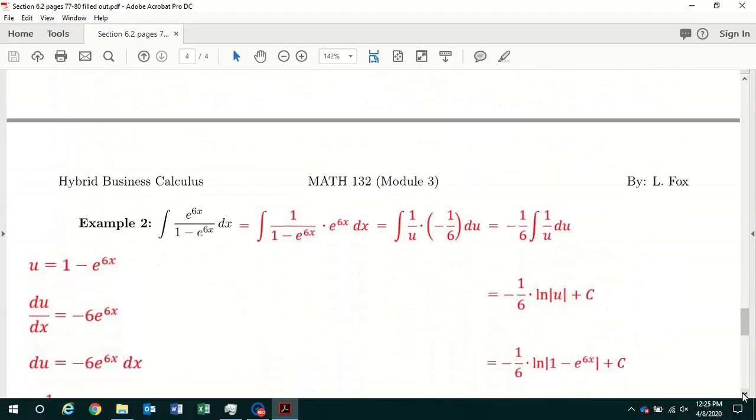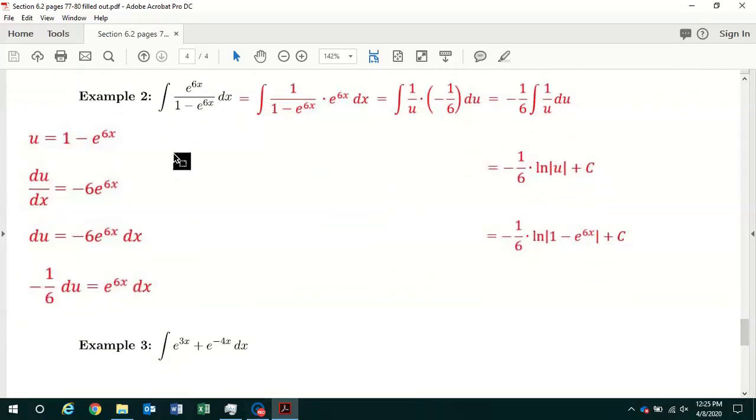At the top of the next page, top of page 80, we have example 2, the antiderivative of e to the 6x over 1 minus e to the 6x with respect to x. Well, you'll notice that the derivative of 1 minus e to the 6x in the denominator here, the derivative of 1 is 0. The derivative of e to the 6x is e to the 6x times 6 by the chain rule. Remember, when we differentiate e to the 6x, we have to use the chain rule. So the derivative of e to the 6x is e to the 6x, and then times the derivative of 6x, which is 6. So this derivative of 1 minus e to the 6x is just minus 6 times e to the 6x.